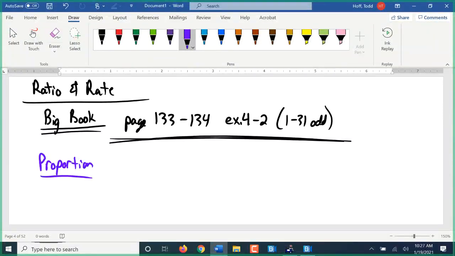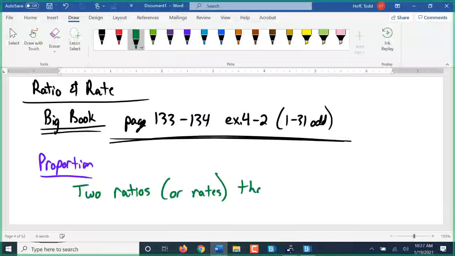What is a proportion? There are actually several applications of proportion. A proportion, in the simplest aspect, is either two ratios or two rates that must be equal.